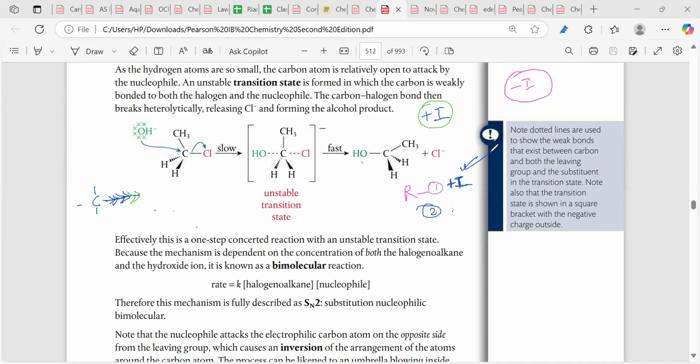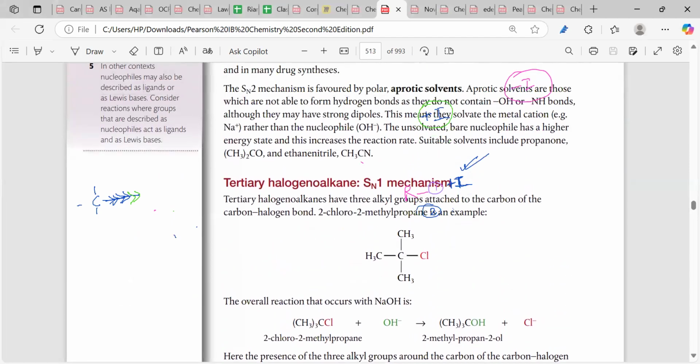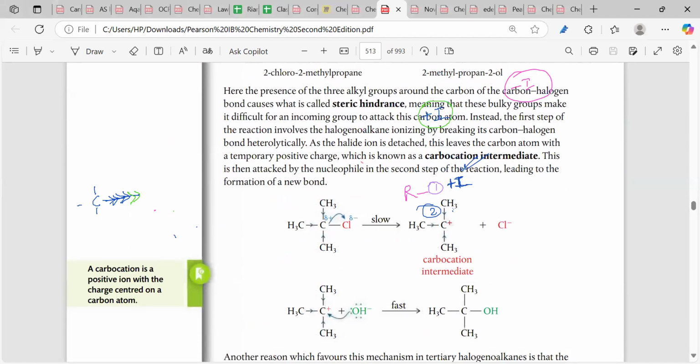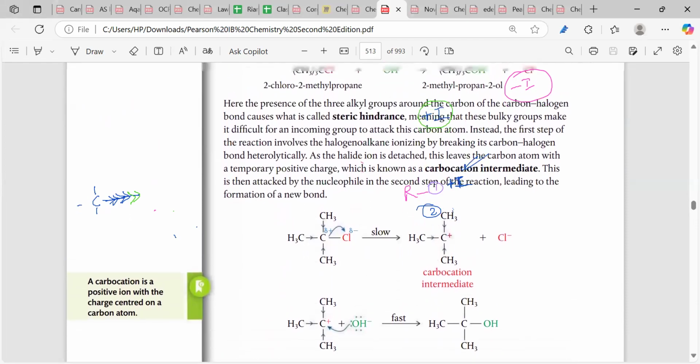Now, tell me one thing, Leslie, what are the other features of an alkyl group? Can anybody raise your hand and tell what is another feature of alkyl group? Ashvi, can you tell me what's another feature of alkyl group that really changed the entire mechanism in a tertiary halogen alkane? See, I give you the hint also. It changes the mechanism of the tertiary halogen alkane.